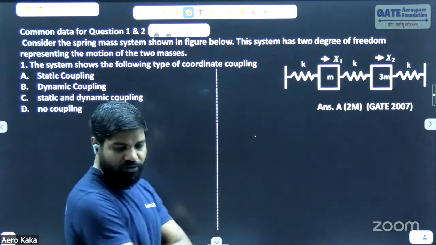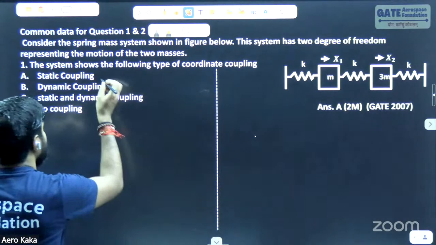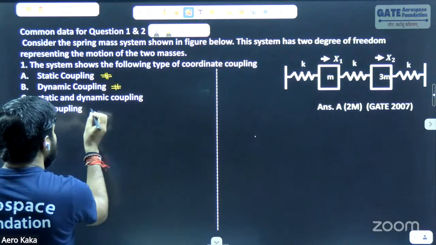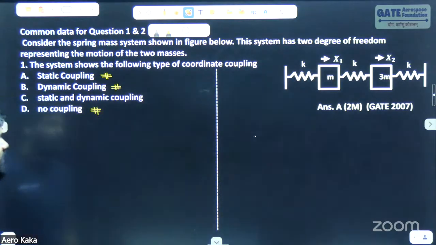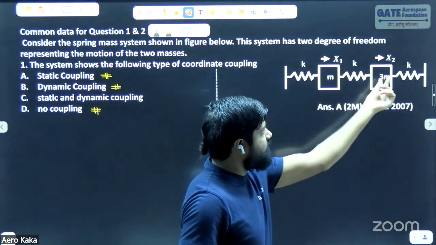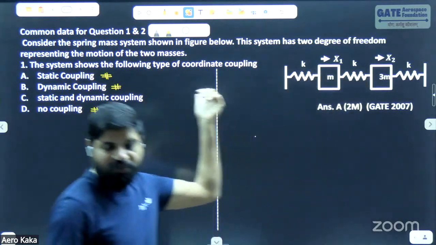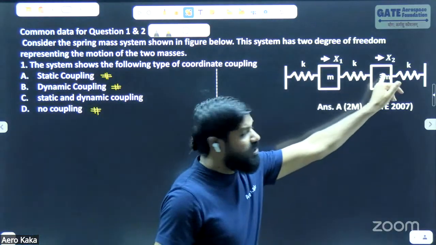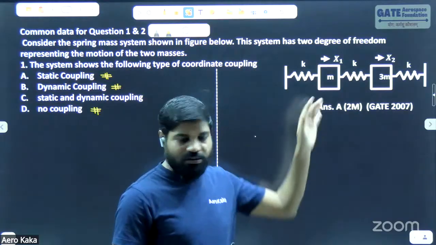Could you write down the equation of motion? Okay, what do you mean by static coupling? What do you mean by dynamic coupling? And what do you mean by no coupling? Let's say if you remove the spring between these two masses, it is the case of no coupling. How many masses are there? Two masses.